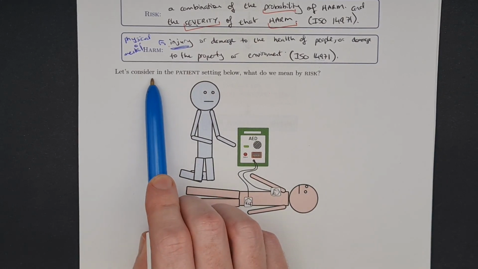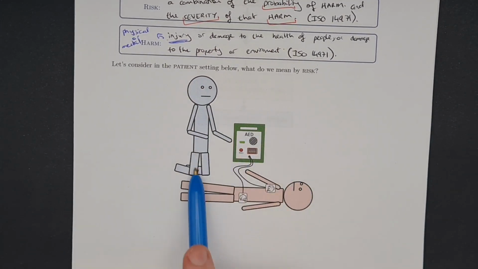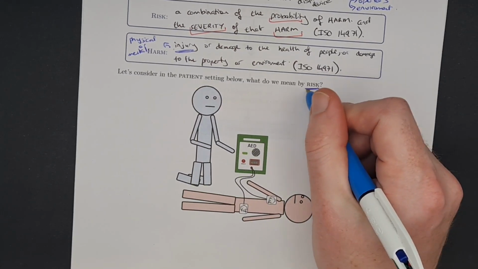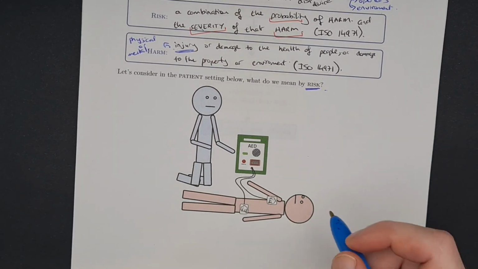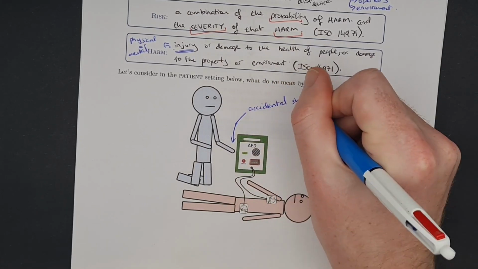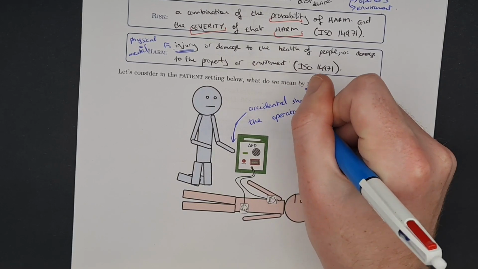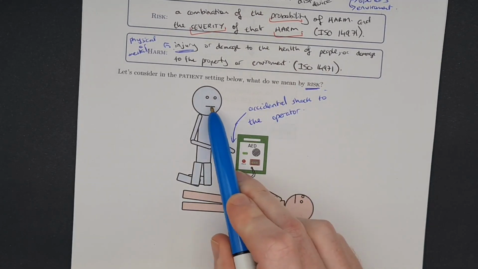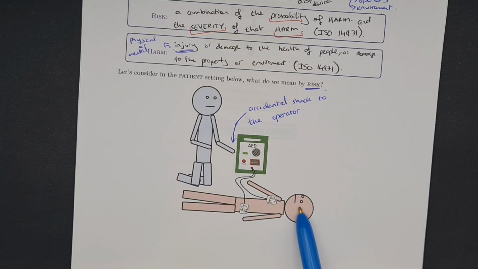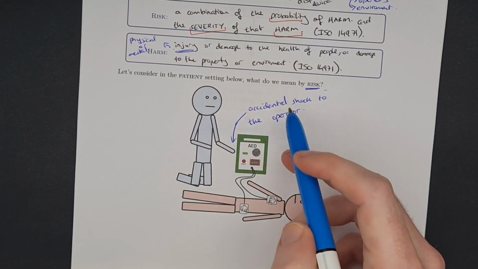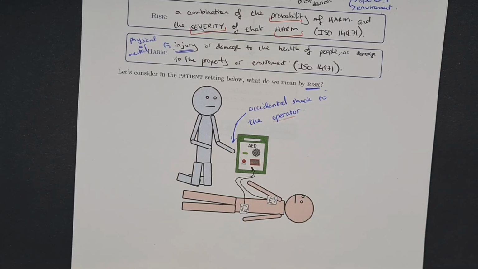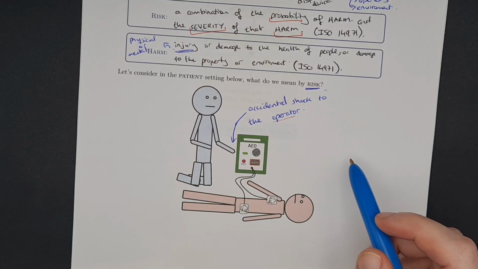We shall consider in the patient setting below, so this is the patient setting of our actual AED, what exactly do we mean by risk? And we're going to throw a few examples at you. The first thing that we might consider here is accidental shock to the operator. I'm going to constantly use the word operator to refer to the person who is using the medical device, and the word patient to refer to the person who is receiving treatment, simply because those are the words commonly used in IEC 60601, which is a very big standard in medical devices for electrical medical systems. So I'm just going to align myself with its terminology.